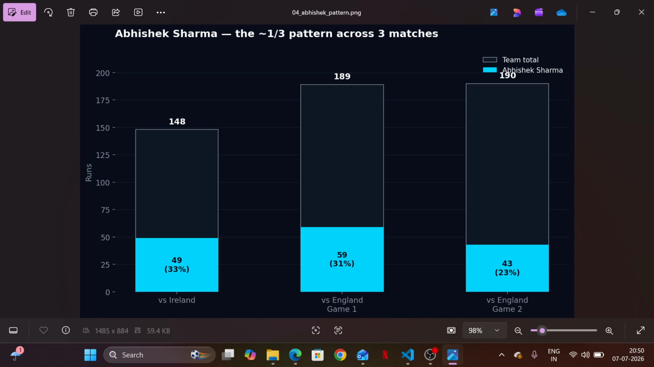Now, if you see India's batting across both matches, Abhishek was again among the top contributors. There was Ishan Kishan's 49, but it came in a losing cause, as it took a lot of balls to build the innings.